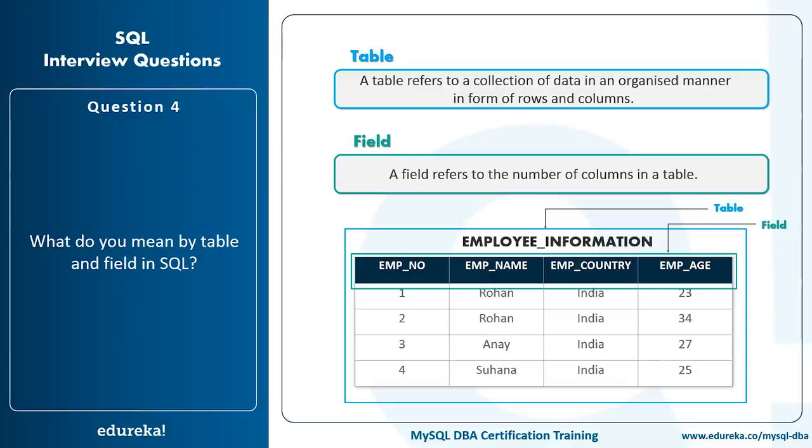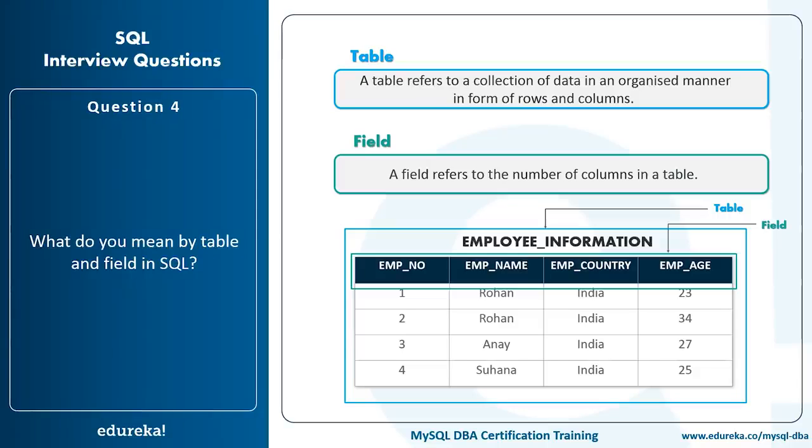If you have to explain to anybody what a table and field mean, basically in SQL, you have a database, and a database consists of n number of tables, right? So that is basically a table. And the tables have a few column names, right? So the column names are basically the fields. You can explain with an example, as you can see on the screen. Over here, I have an employee information table, which is a table, and the column names in this particular table are the fields.